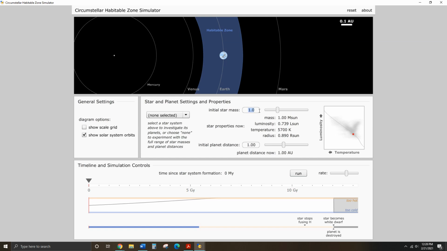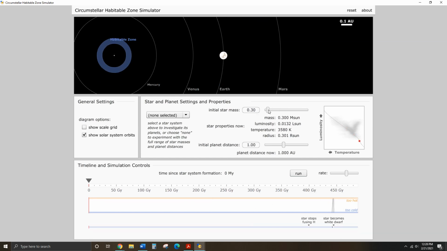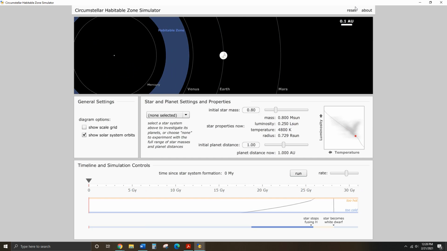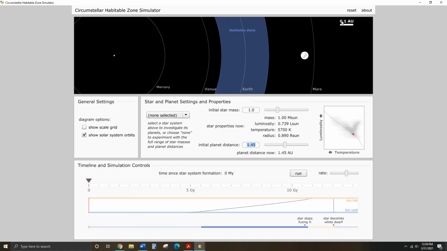So right now, our sun is 1 sun large. We can increase this and make it 4 suns large or half a sun large or whatever. But again, we're going to start just by looking at our sun. We can then change the planet distance, which we can change by typing in numbers, or we can take the planet itself and yank it around, and you'll notice that distance changes.